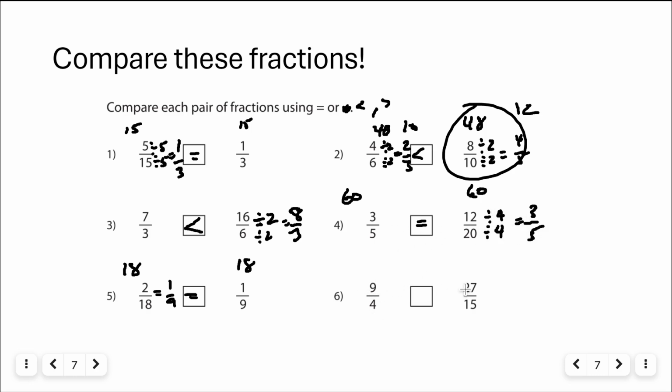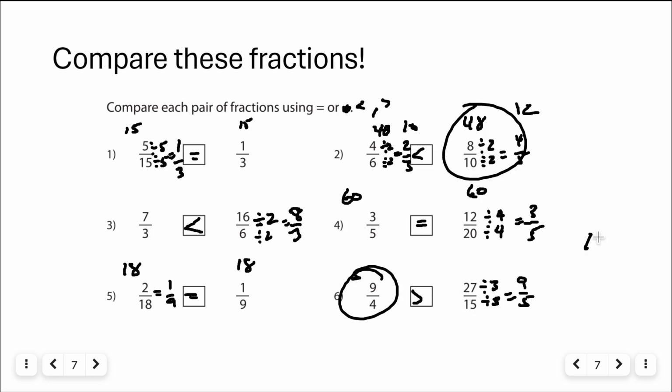And then finally 9/4 and 27/15. So 3 goes into each one of these. That's 9/5. So 9/4 versus 9/5. If I divide my group into 4 pieces and I have 9, or 5 pieces and I have 9, when will I have more? Here.